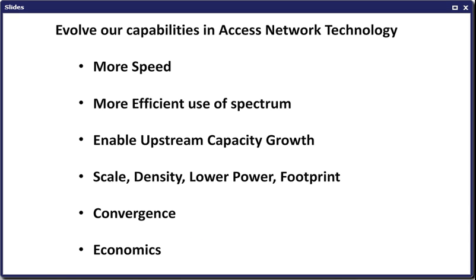So this really evolves our capabilities, and what it really will get us is more speed, higher order modulations, wider channels, more efficient use of the upstream, whether we are at 42, 65, 85, or even possibly 200 with higher order modulations. It gives us that ability to grow the upstream and add more capacity. It gives us the ability to have better scale, more density, consume lower power, and also get more bang for the buck out of the footprint that we have.